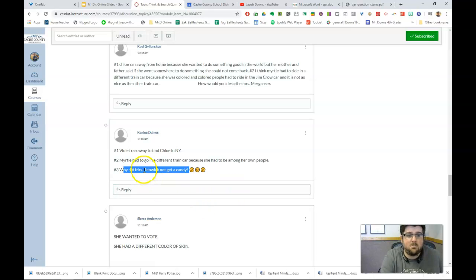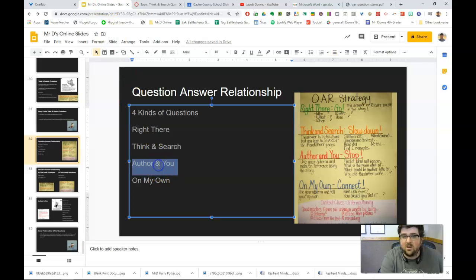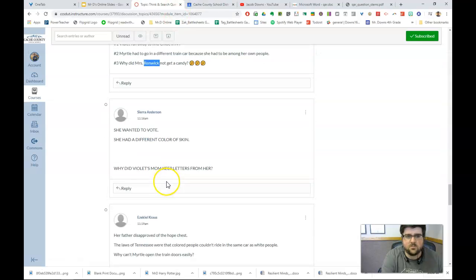And this one might be more of an author and you one, where you kind of have to get into the author's brain and ask, why would the author have Mrs. Renwick give Violet a piece of candy but not keep one for herself? And so this one doesn't necessarily have answers across pages of the text, but it's more, what's the author thinking when they wrote it this way? And that's what we're going to get into today.